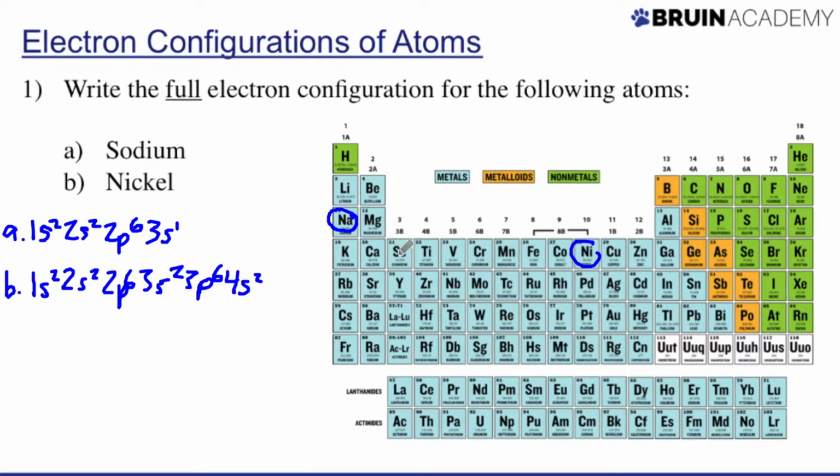And remember that the D block is weird. It's not going to be 4d, it's going to be 3d. And I move 1, 2, 3, 4, 5, 6, 7, 8 elements over. So I write 3d8.